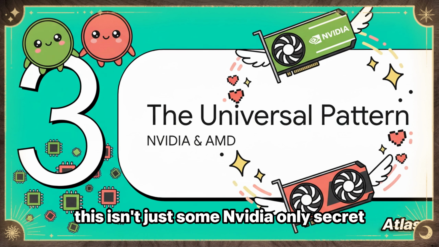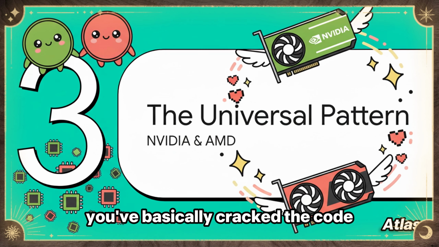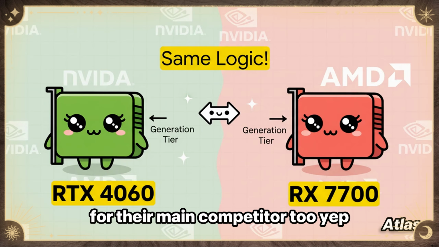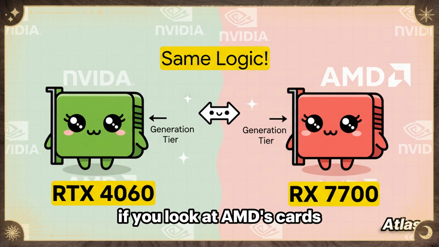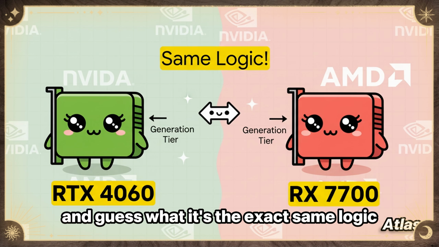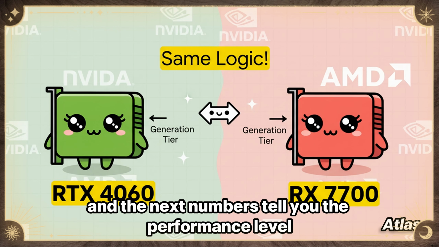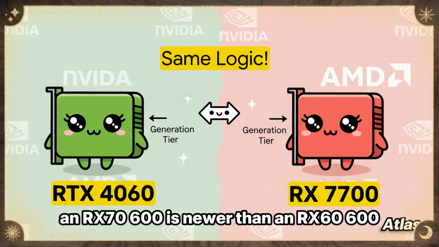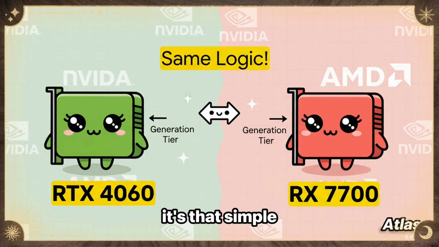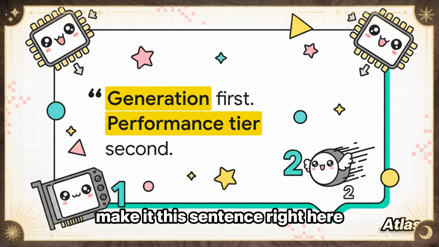Now, here's the really cool part. This isn't just some NVIDIA-only secret. Once you understand this logic, you've basically cracked the code for their main competitor, too. Yep, if you look at AMD's cards, you'll see names like RX 6600 or RX 7700. And guess what? It's the exact same logic. The first number tells you the generation, and the next numbers tell you the performance level. An RX 7600 is newer than an RX 6600. It's that simple.